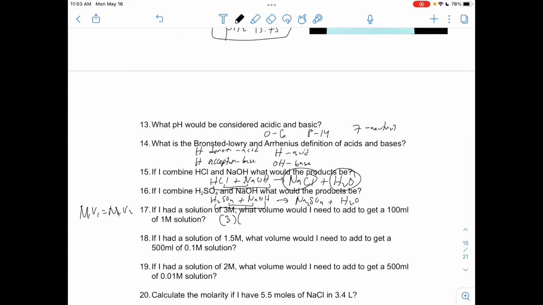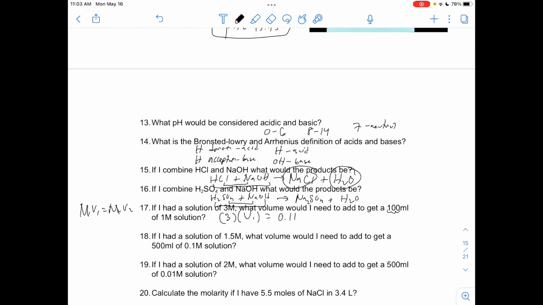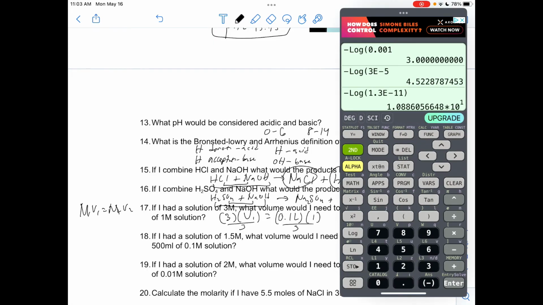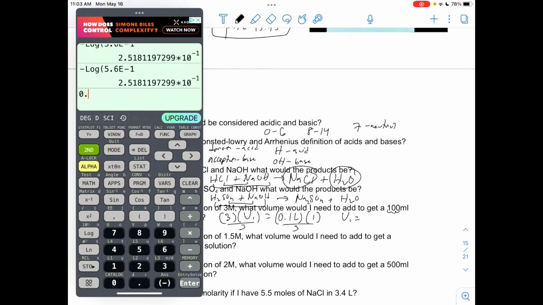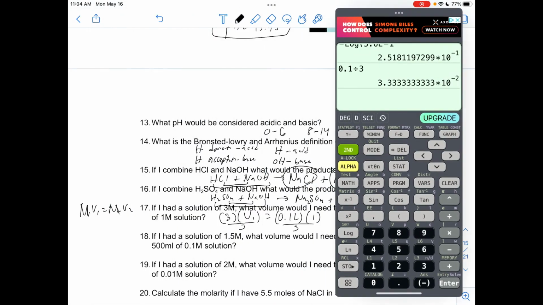So if I have a solution of 3 molarity, what volume would I need to make to get 100? And it has to be in liters, so it's going to divide by 1,000. Move it to the left 3 times to get 0.1 liters of a 1 molar solution. Okay, so solve for V1. It's going to be 0.1 divided by 3. So 0.03 liters.